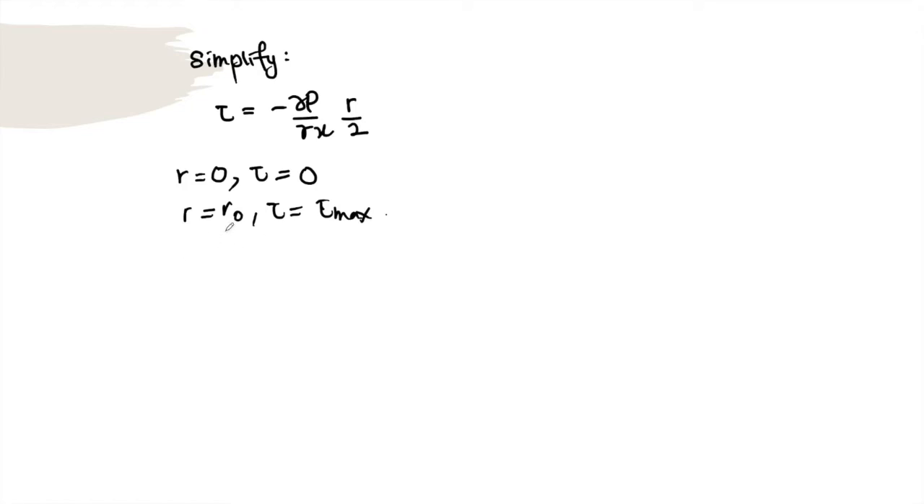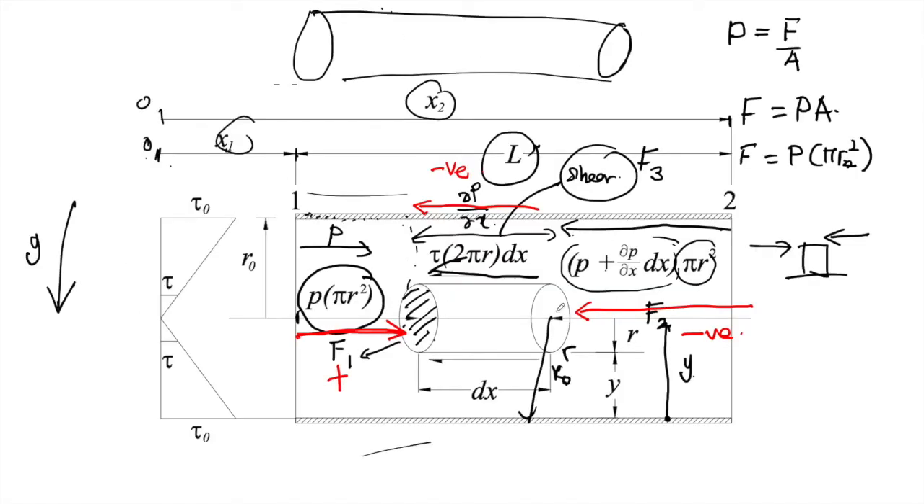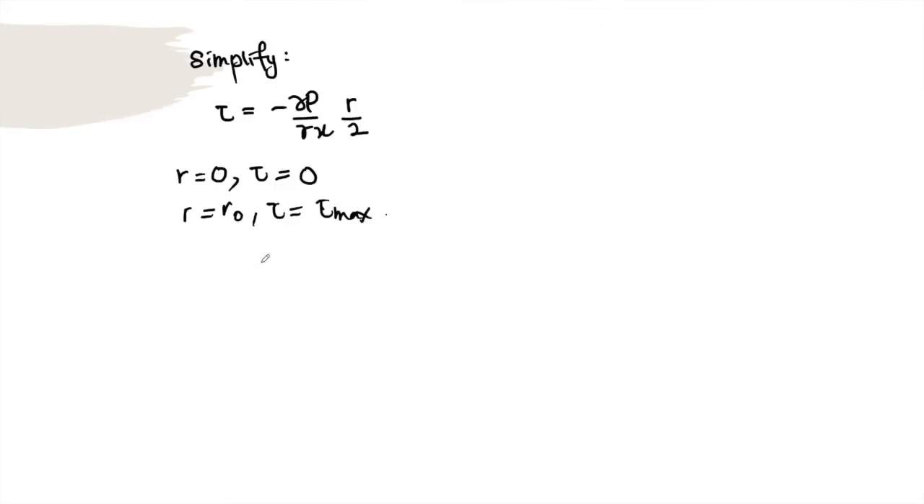Tau is at maximum value when r is equal to R naught. So R naught here is from the center to the pipe wall. That is R naught, here is R naught. So R naught is from the center to the pipe wall.